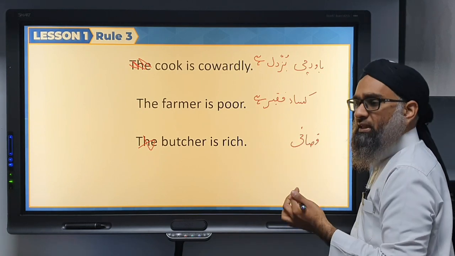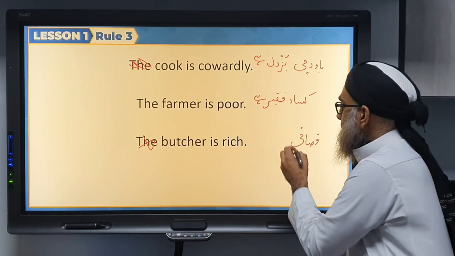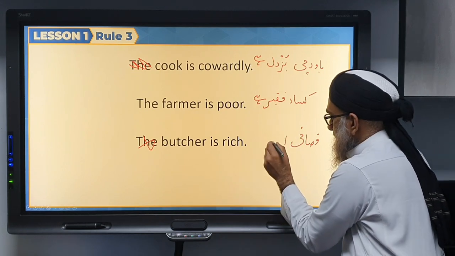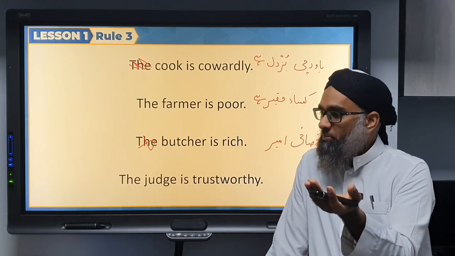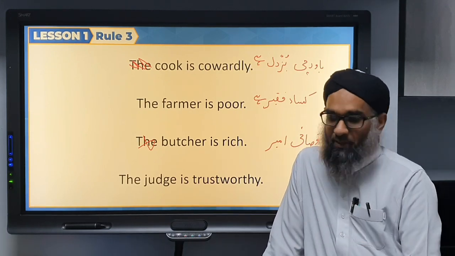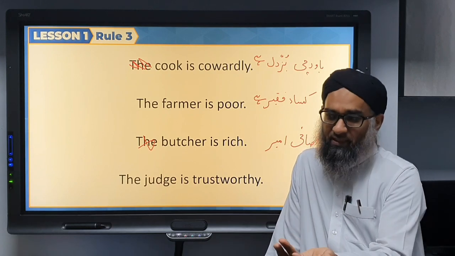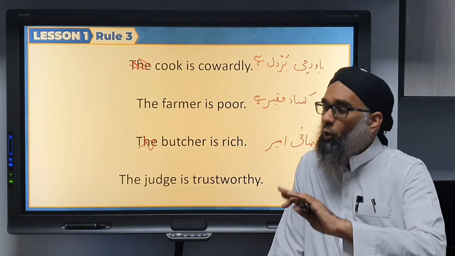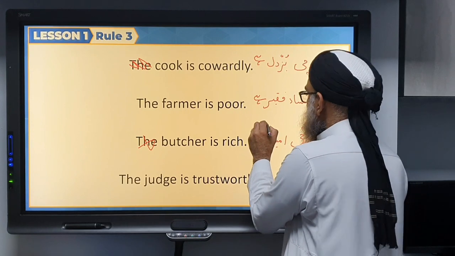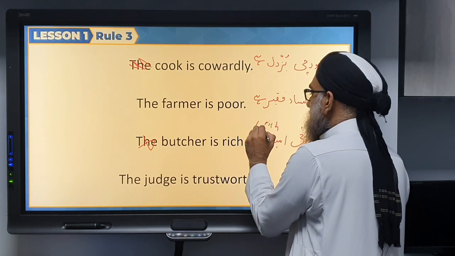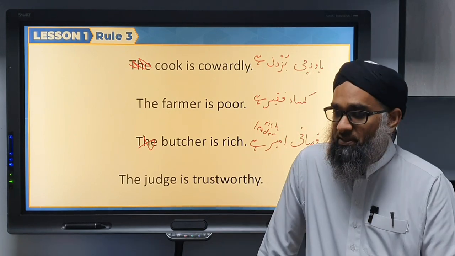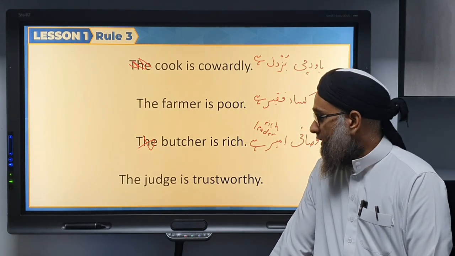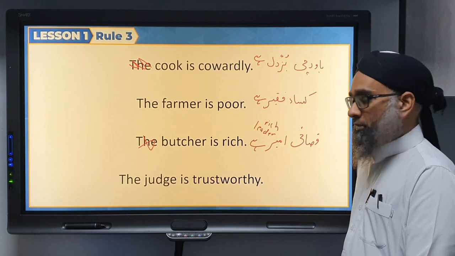Rich in Arabic, you say? You use the word Amir. Amir in Arabic also means leader. Leader is normally rich people. So it's a merged meaning. In Urdu, Amir also means leader as well, but Amir also means rich. So it depends on the context. The word Amir can mean rich, and it can also mean leader, depending on the context. So qasai Amir. The butcher is rich. And the judge is trustworthy. Qadi.